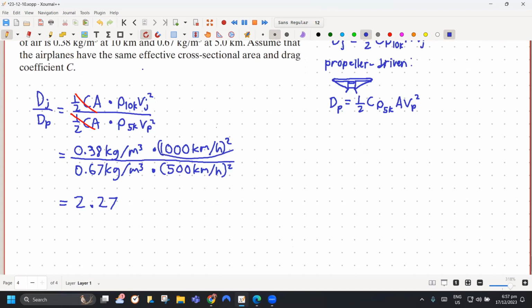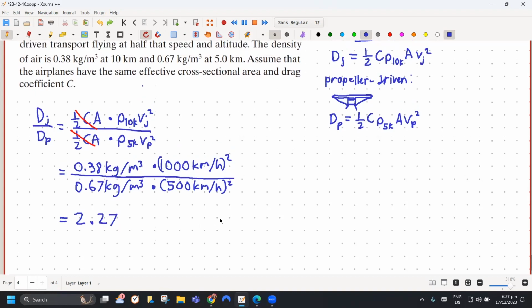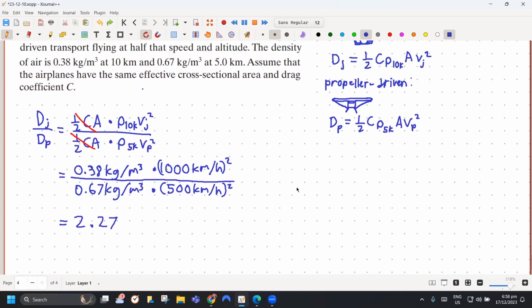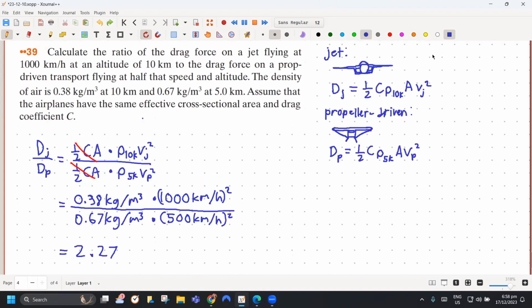Kung naka-square kasi po itong velocity, mas mataas lalo yung drag. So still 2.27 times yung drag experienced by the jet, kahit na mas mabilis siya. So kailangan talaga sumunod yung cross-sectional area lang.